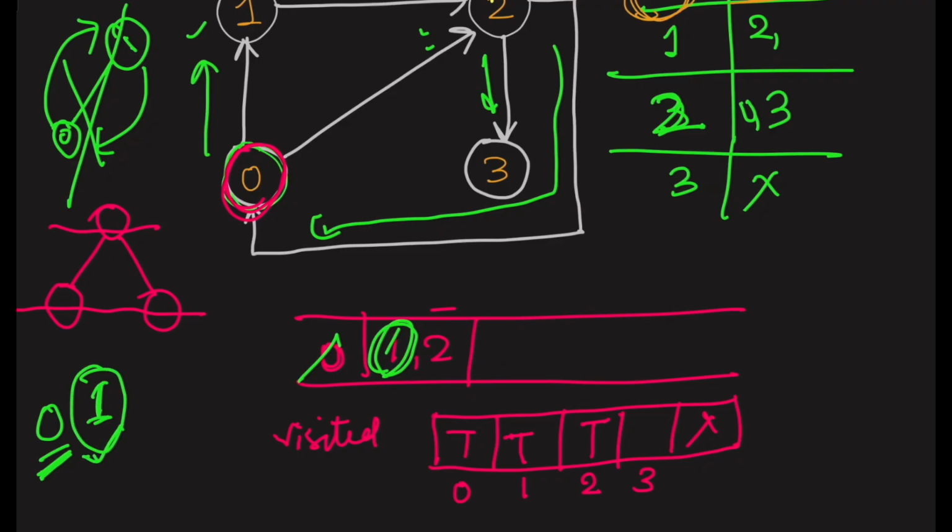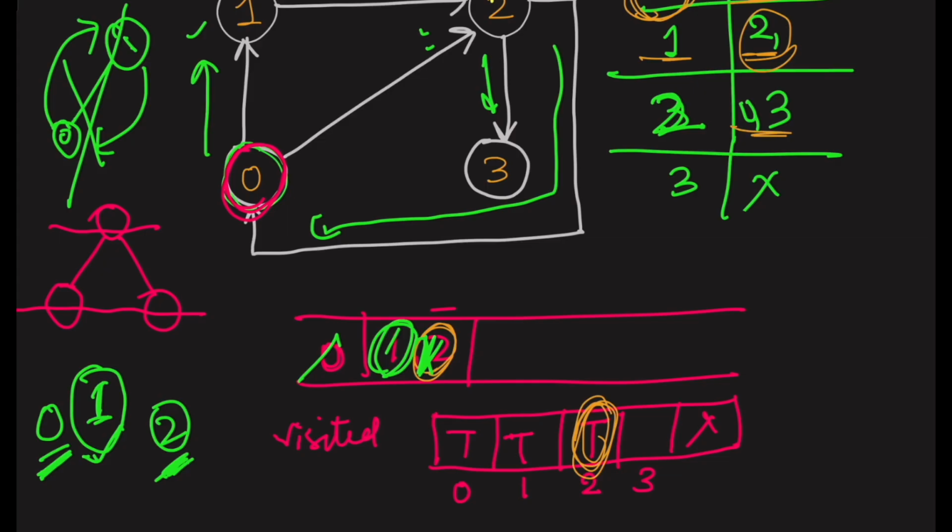So the neighbors of 1 is 2. But if you see here, 2 is already visited. Since it's already in the queue, we are going to ignore this. Now we are going to pop 2. So now we popped 2, and 2 is removed.